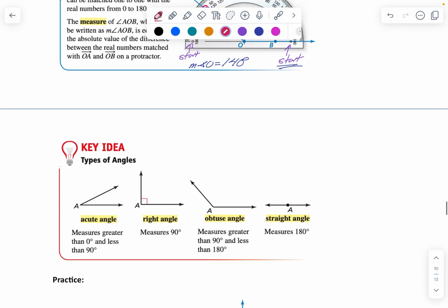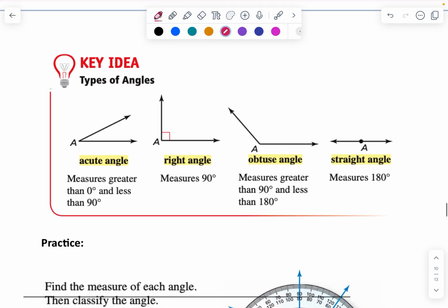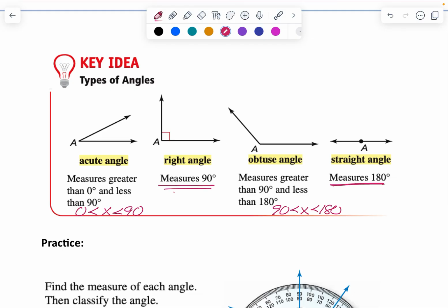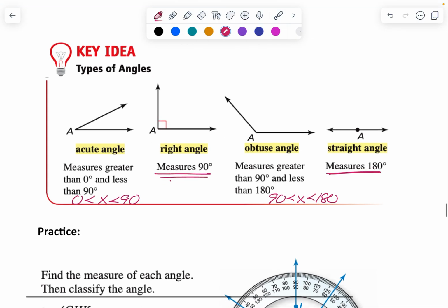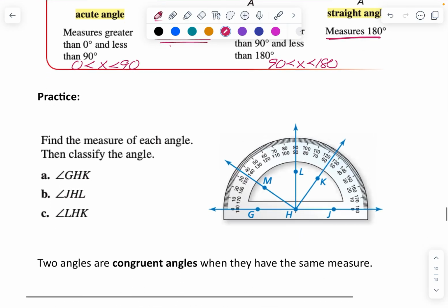Let's talk about some types of angles, and we're going to get some more practice measuring. If your angle is in between 0 and 90 degrees, not equal to, then it's an acute angle. As we just said, if it is exactly 90 degrees, then it's a right angle. If it's in between 90 and 180, it's obtuse. And a straight angle is exactly 180 degrees. So we're going to be measuring and classifying these angles here.